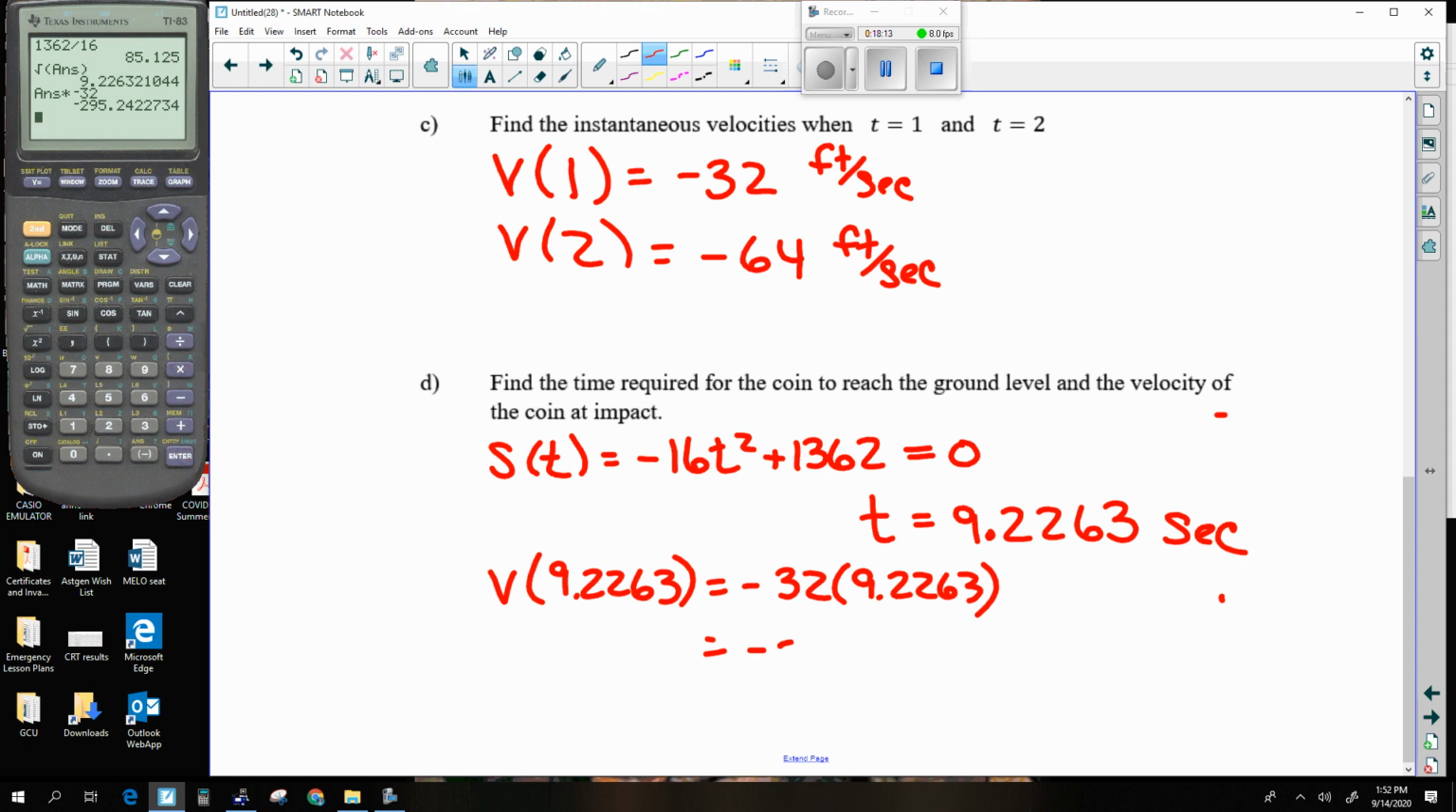And the velocity would be negative 294.2423 feet per second.